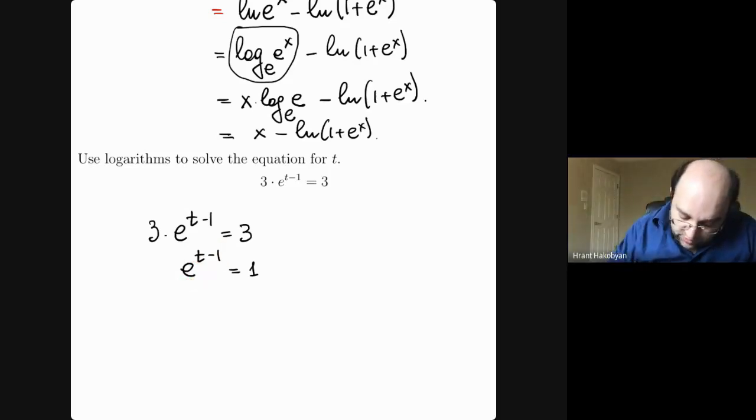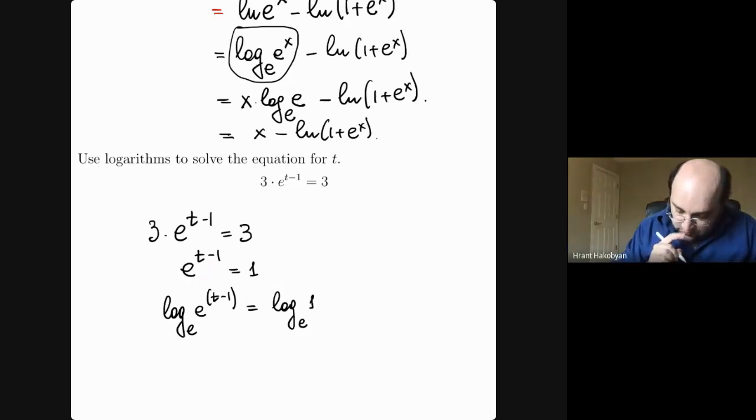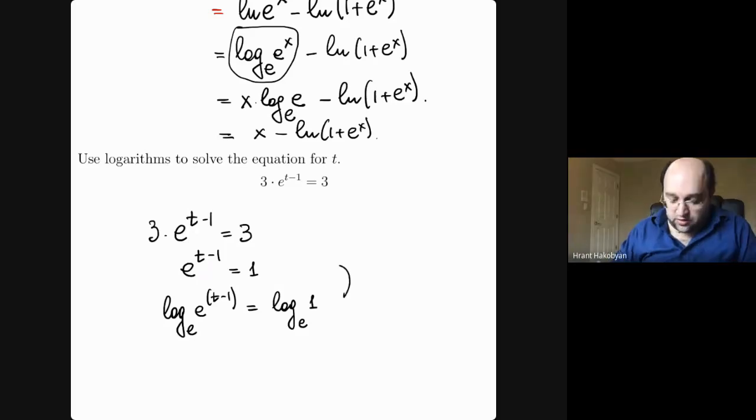Because I want to write logarithm, let's write log base e of e to the power t minus 1, and that's equal to logarithm base e of 1. Is it clear how I got from here to here? I just took the logarithm of both sides.